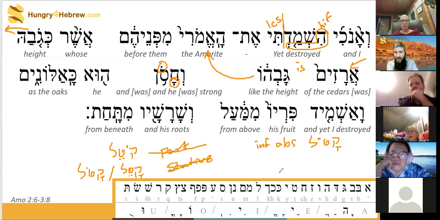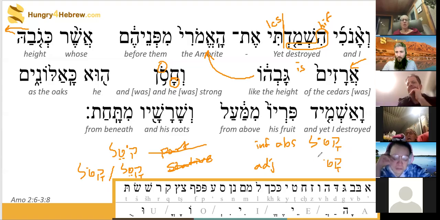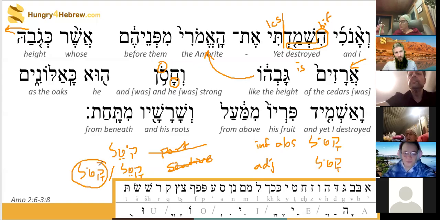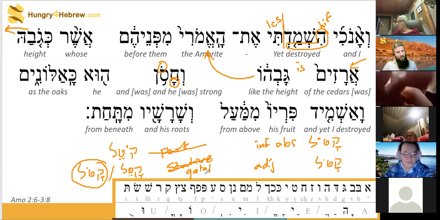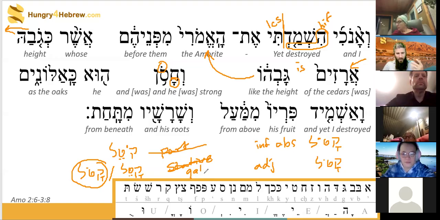Yarok, kahol. You talked about that last week. So there's also an adjective that has the A-O pattern. All right, so that means we have 3 different things that this could be. Very rare, but it could be a stative katol, or an infinitive absolute, or just an adjective, usually some kind of state of being adjective. So which one is it here? Any guesses?